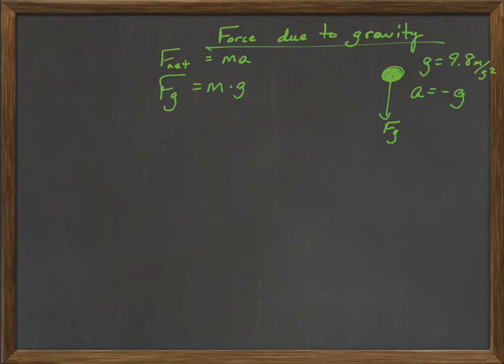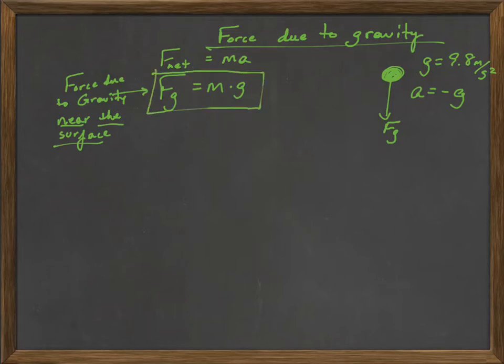So it follows from this that anytime we want to find the force due to gravity of an object near the surface, and that last part's important, but we won't go into more detail on that until a few more chapters, we can say the force due to gravity is always the mass times the acceleration due to gravity, 9.8.